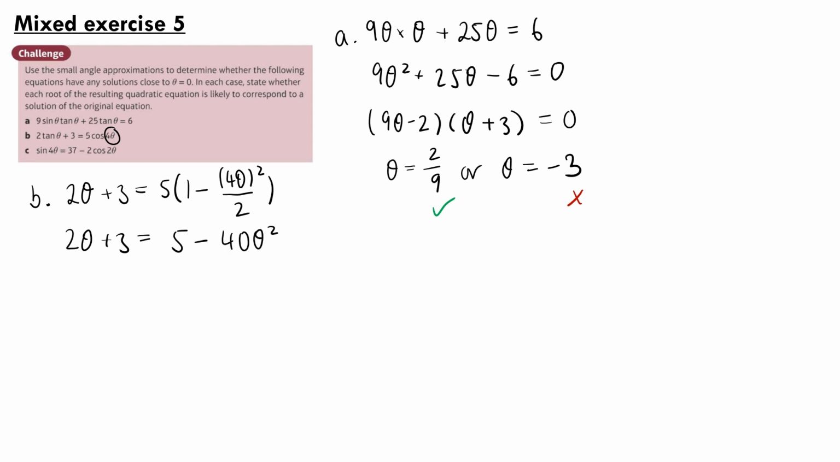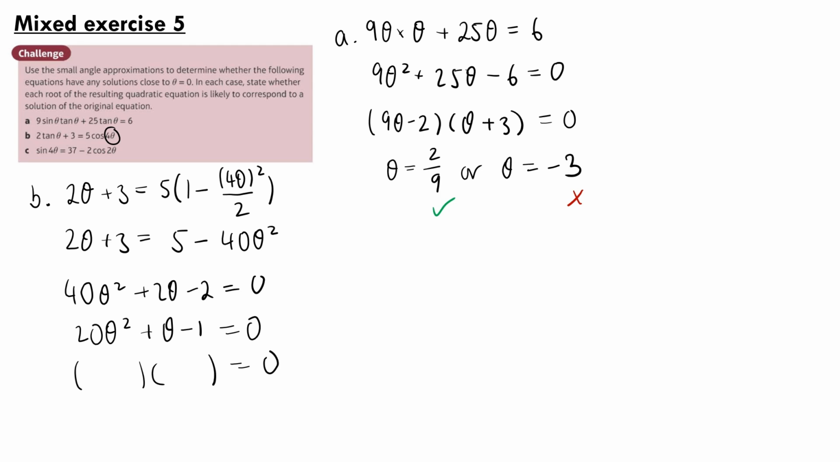And again, we can rearrange and solve. So 40 theta squared plus 2 theta minus 2 is equal to 0. So 20 theta squared plus theta minus 1 equals 0. And here again, we can factorize into two brackets, which are 4 theta plus 1 and 5 theta minus 1. So we have theta being equal to minus a quarter or theta being equal to 1/5. And because they're both relatively small, we can tick them both. They are both likely to correspond to a solution of the original equation.